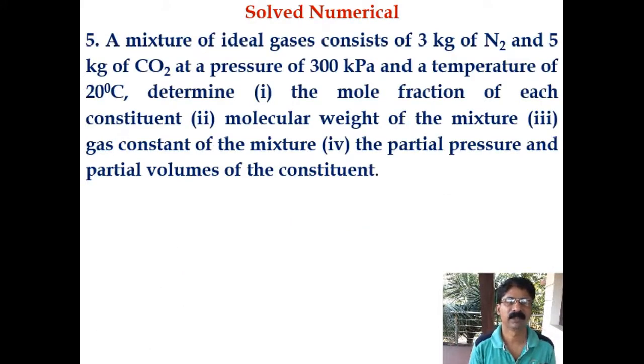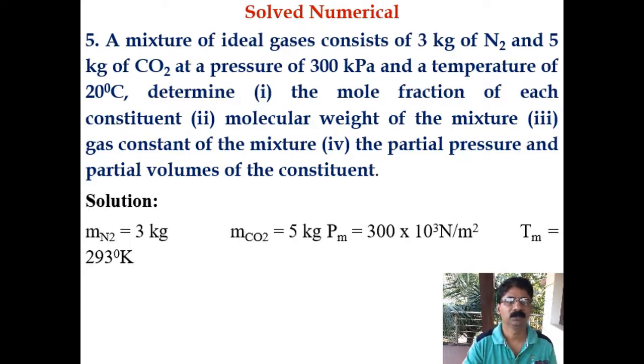A mixture of ideal gases consists of 3 kg of N2 and 5 kg of CO2 at a pressure of 300 kilopascal and a temperature of 20 degrees Celsius. Determine the mole fraction of each constituent, molecular weight of the mixture, gas constant of the mixture, and partial pressures and partial volumes of the constituent gases. So given: mass of N2 is 3 kg, mass of CO2 is 5 kg, mixture pressure is 300 into 10 to the power 3 Pascal or 3 bar, temperature of the mixture is 293 Kelvin.